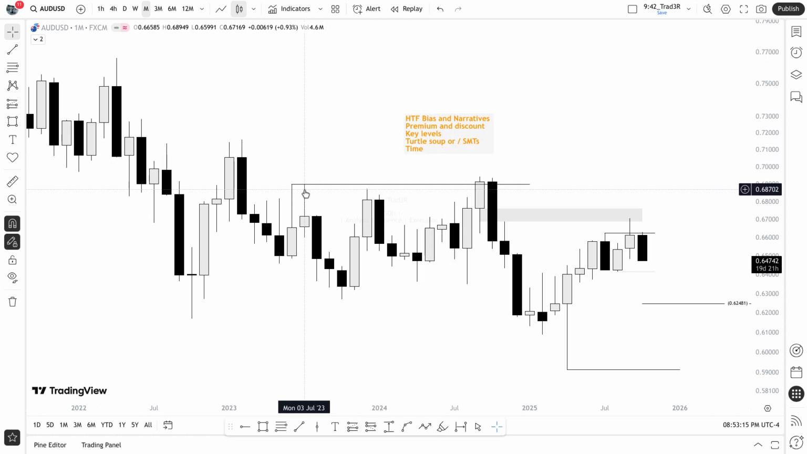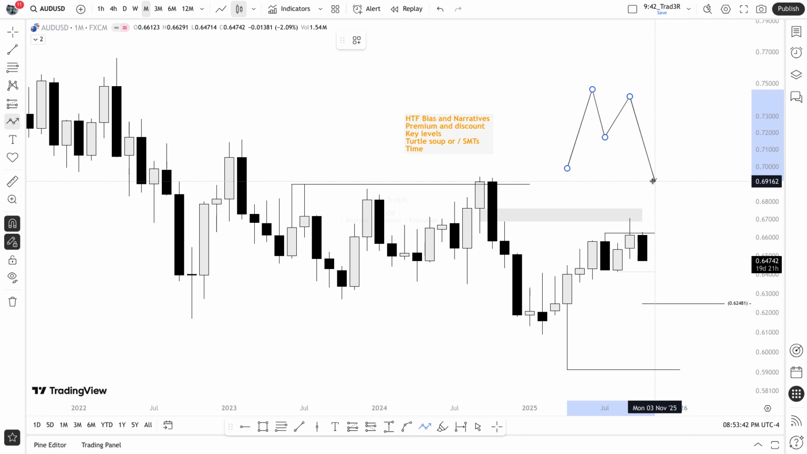Total soup simply means a fake move above old highs or below old lows, like this, just a fake pop below them and rally. So you want to look for total soup or slash SMC. SMC is when price is failing to move above an old high. So when price is failing to create a higher high, that is known as SMC. Something like this, price failed to move above this high here.